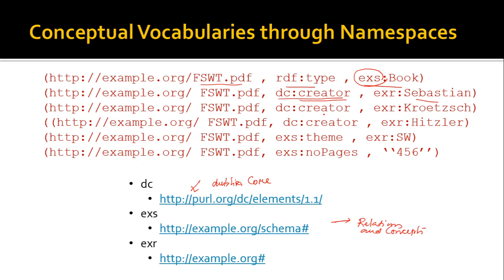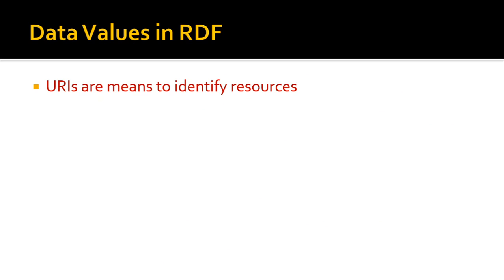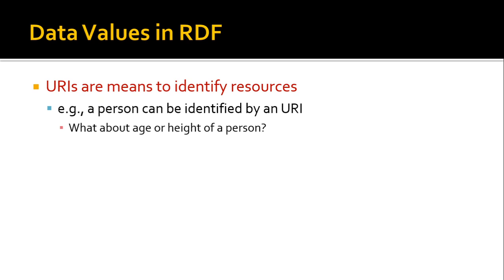You are not really creating a new relation there, but you are creating a new relation like exs:theme. And how will we read that? We'll read that as example.org/schema hash, followed by theme, right? So by this URL or URI, we will be identifying this relation, right? So we use namespaces to define the schema, define the vocabularies which are used to describe any document or any data on the semantic web, right? So these URIs are a way to identify the resources. We can identify a person, a book, a particular music album. But how do you represent the values related to entities?